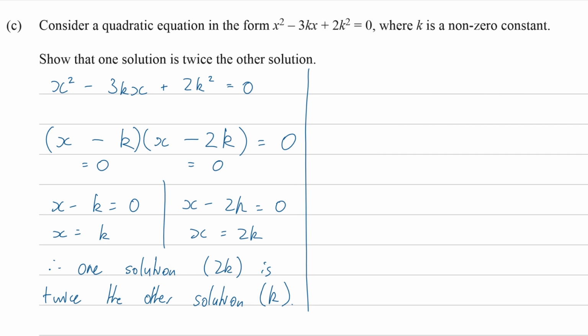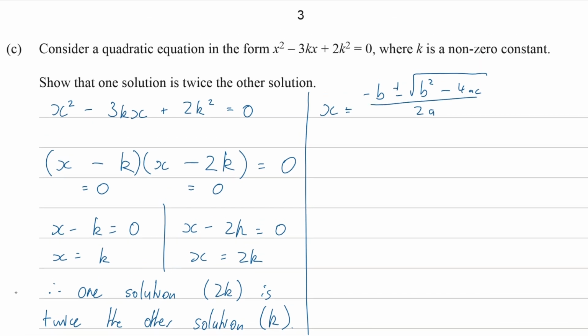The other one is if you're a bit rusty on your factorizing, especially with these unknown constants, you can use the quadratic formula. So this is in your data booklet as negative b plus or minus the square root of b squared minus 4ac over 2a, where a is the number in front of x squared, b is the number in front of x, and c is the constant. So plugging these in, negative b, negative 3k.